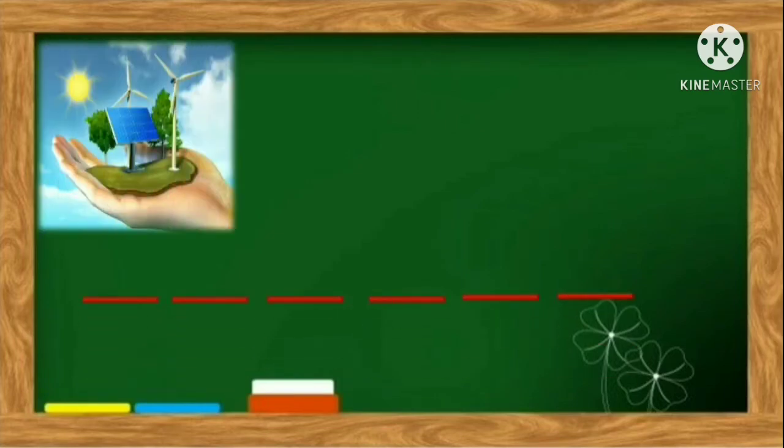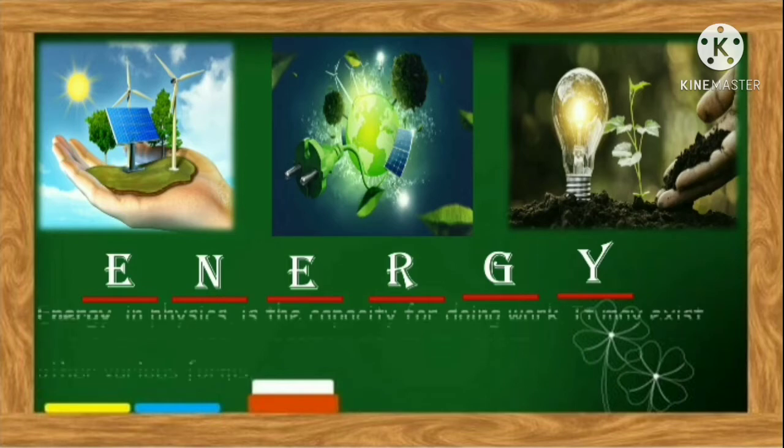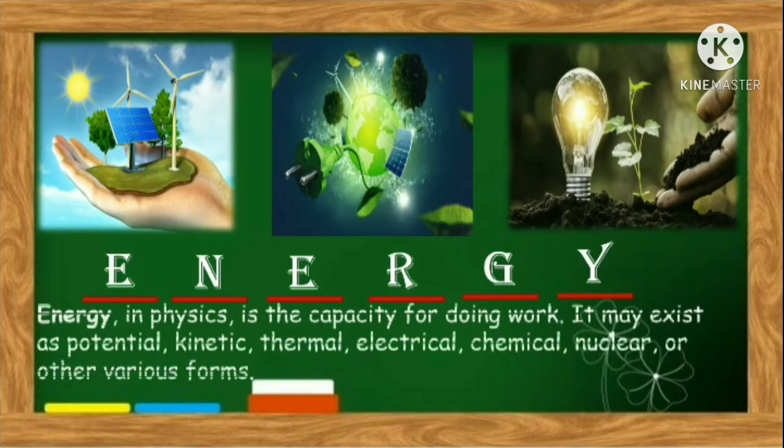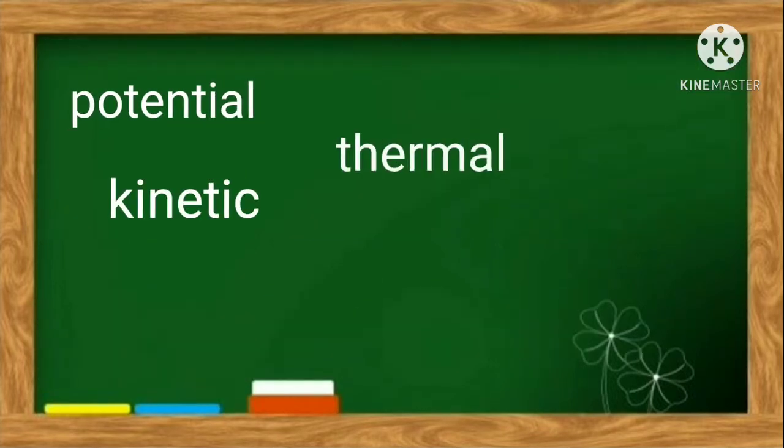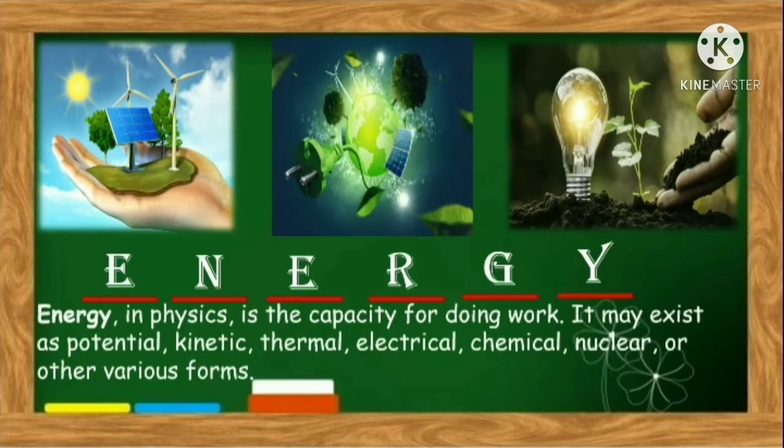For the second picture, we have here a six-letter word. Can you guess the word? Correct. We have the word energy. Energy in physics is defined as the capacity for doing work. It may exist as potential, kinetic, thermal, electrical, chemical, nuclear, or other various forms.